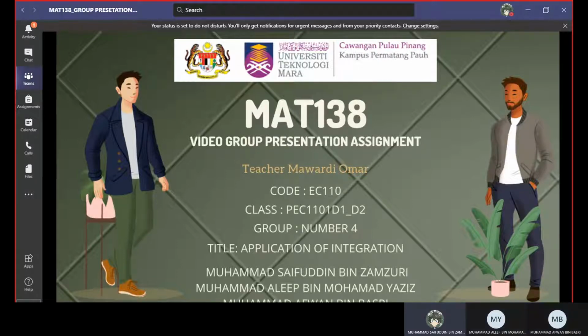Okay, so for subject MAT138, which is calculus, for video group presentation assignment, our lecturer is Teacher Mawardi bin Omar with code EC110 from class PEC1101 1D1 and D2. For our group, it is group number 4. We decided to choose the title of Application of Integration.